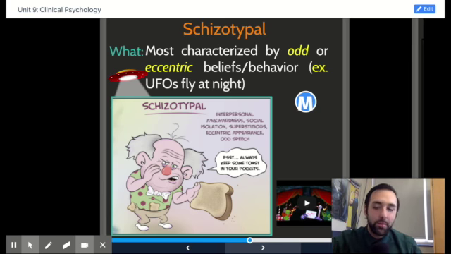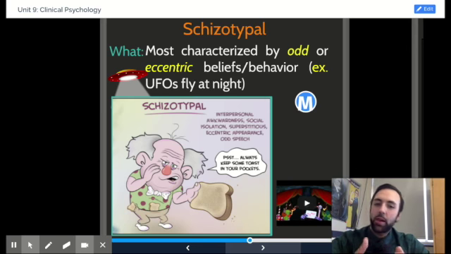beliefs or behaviors. Plenty of people believe in, whether it's conspiracy theories or even believe in UFOs per se. I'm not saying that if you believe in UFOs, that that's a byproduct of schizotypal personality disorder. But when you put all of the things together, when you're looking for schizotypal personality disorder, what we're going to be looking for is interpersonal awkwardness.